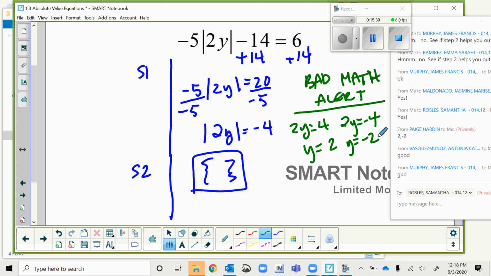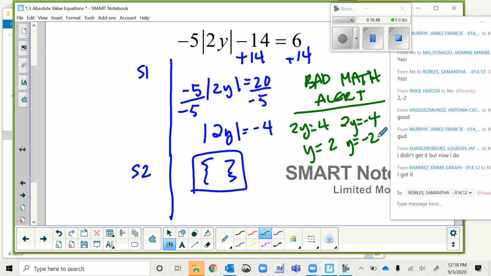Because yeah, okay. All right, perfect. So the other 2 problems, I didn't get it, but I do now. Perfect. That's called learning. That's what we're here for.